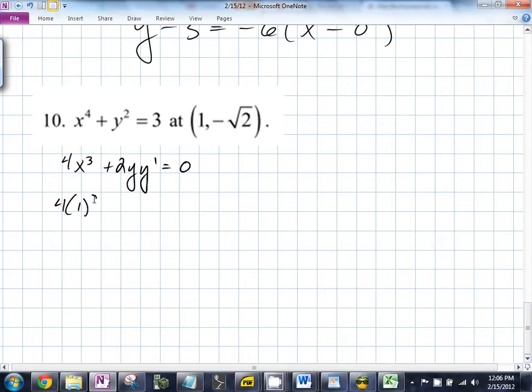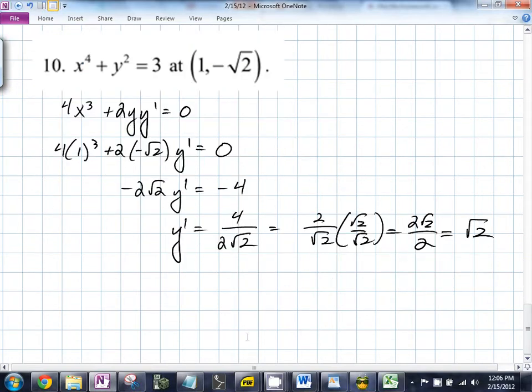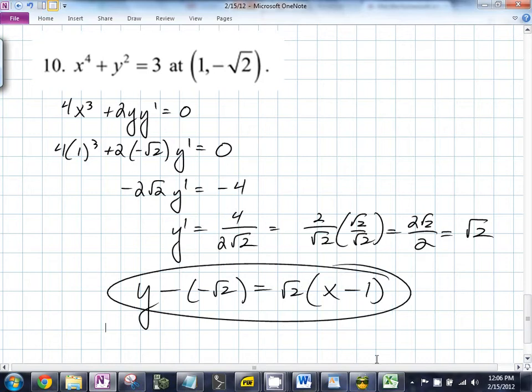4 times 1 cubed plus 2 times negative root 2 y prime is equal to 0. So you know that negative 2 root 2 y prime is going to be equal to negative 4. So y prime is equal to 4 over 2 root 2, which is the same thing as 2 over root 2, which is the same thing as 2 root 2 over 2, which is root 2. So we have the point and the slope, so it's y minus negative root 2 is equal to root 2 times x minus 1.